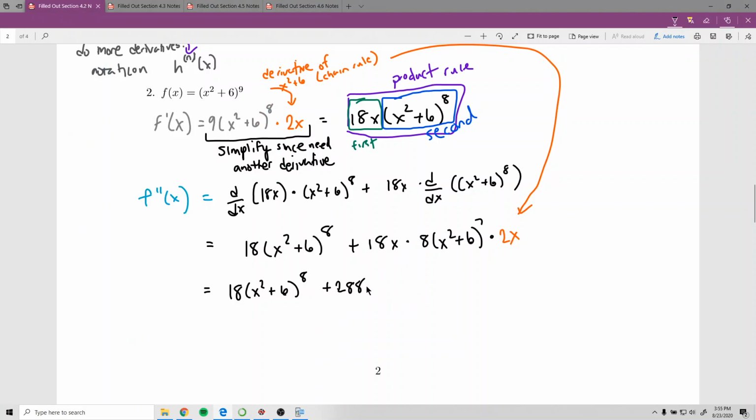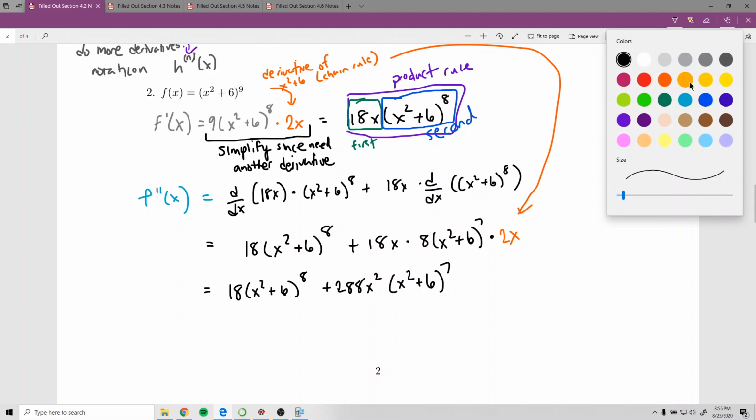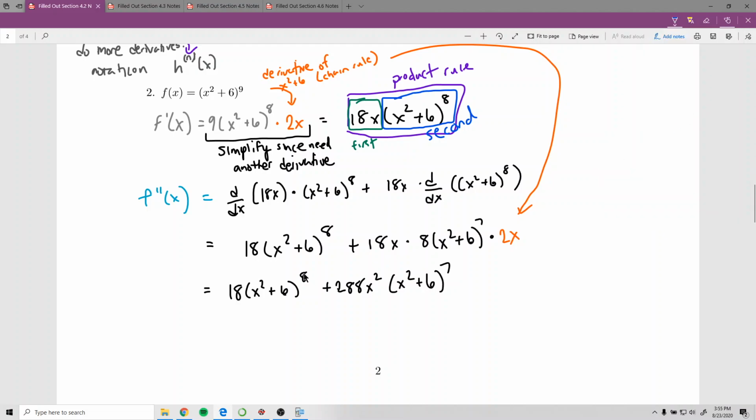We have an x and an x, which give x squared on the outside, and then we have x squared plus 6 to the 7th. And the one thing I would say here is you can factor out quite a bit. Like I said before, nothing's wrong with this answer, but you can factor out and simplify. We have an 18 in common, and the reason we know that is because we had an 18 before. So maybe you wouldn't even want to multiply the 18 times 8 times 2. We don't have anything else outside in common, but we also have an x squared plus 6 to the 7th power in common.